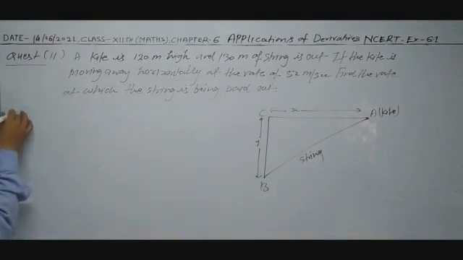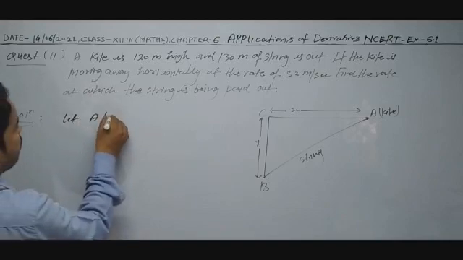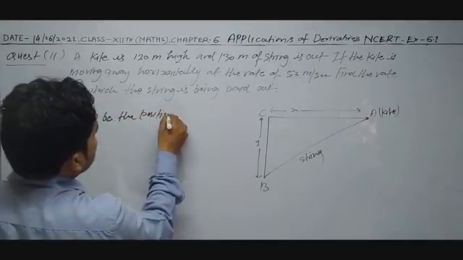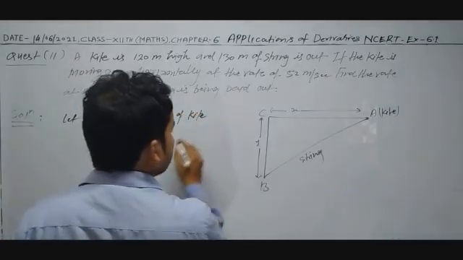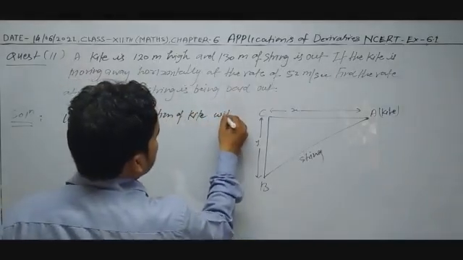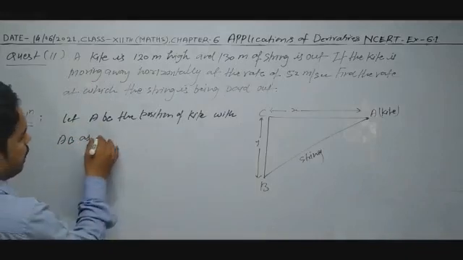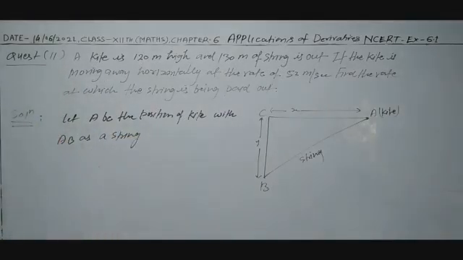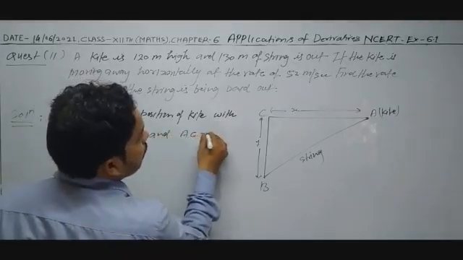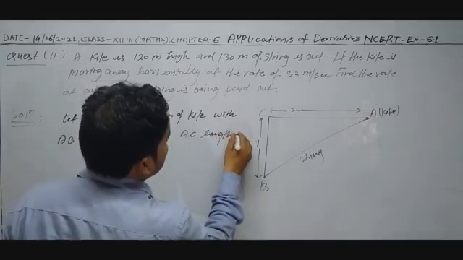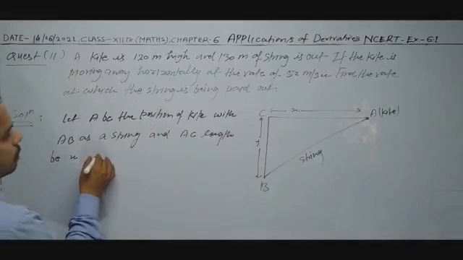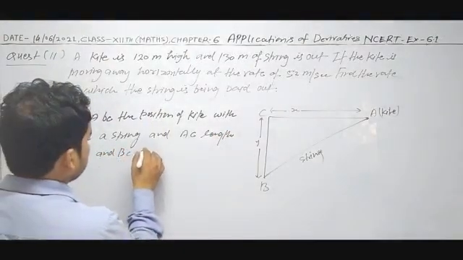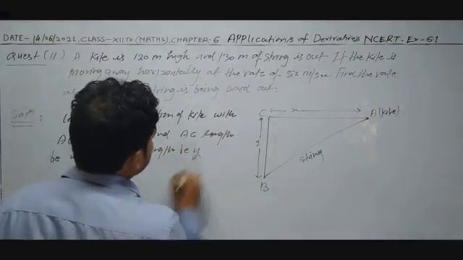According to the question, when you see the solution, let capital A be the position of the kite with AB as the string and AC length x and BC length y.